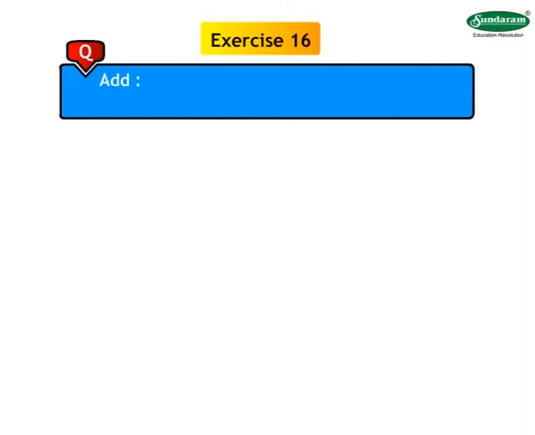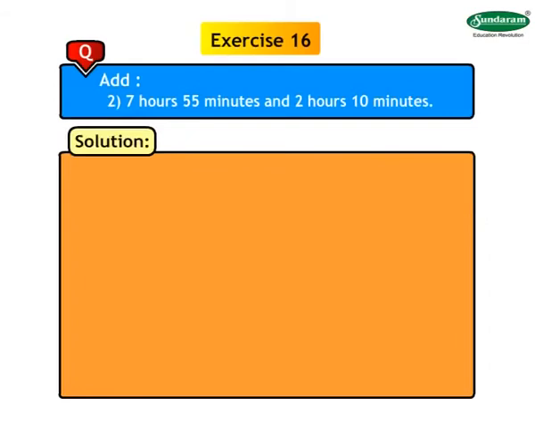Add 2. 7 hours 55 minutes and 2 hours 10 minutes. Solution. Make 2 columns of hours and minutes. Place the hours and minutes in the proper columns and put a plus sign to the left. Start by adding the minutes. 5 plus 0 is equal to 5. 5 plus 1 is equal to 6.